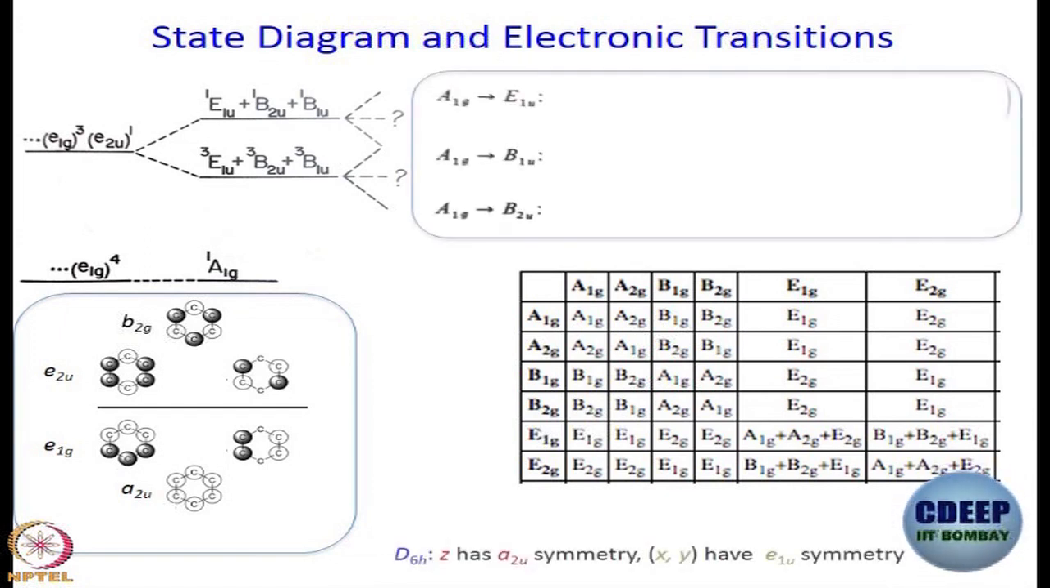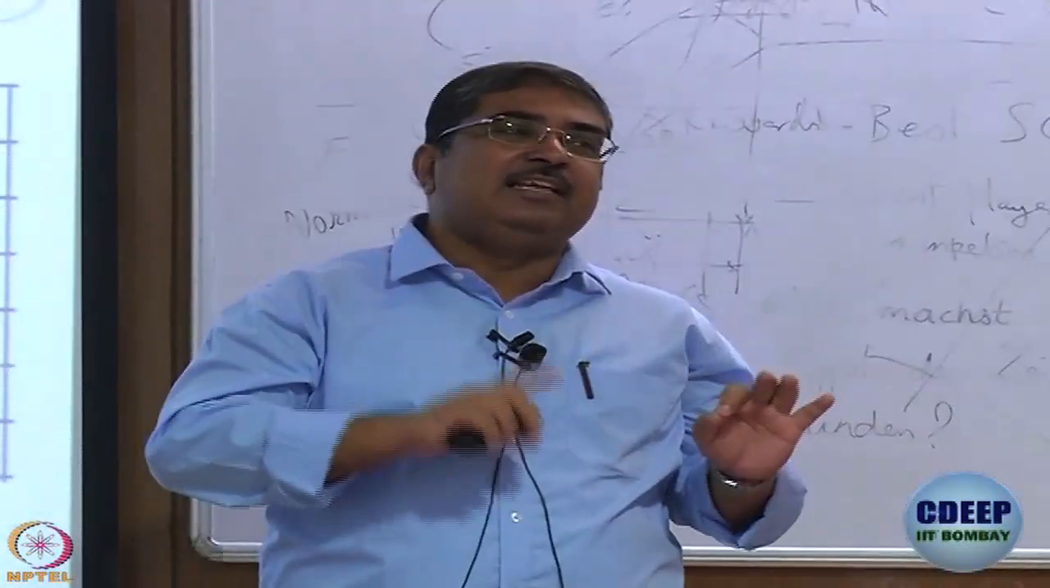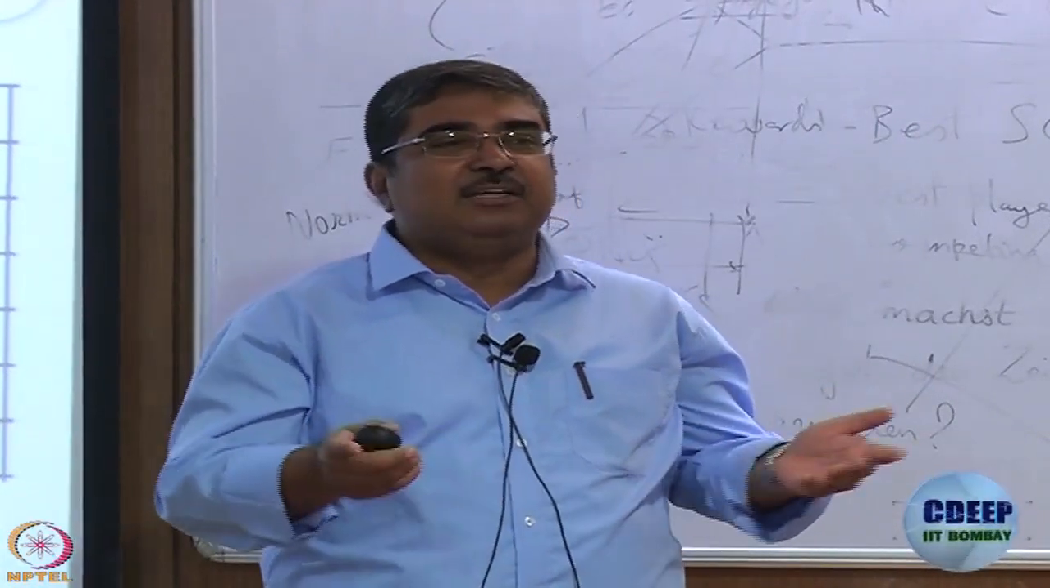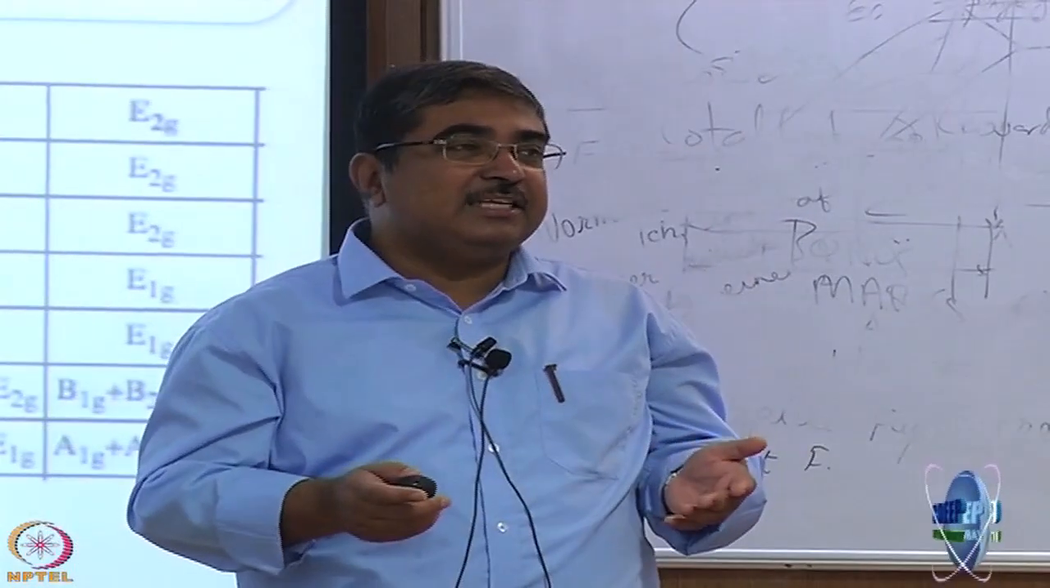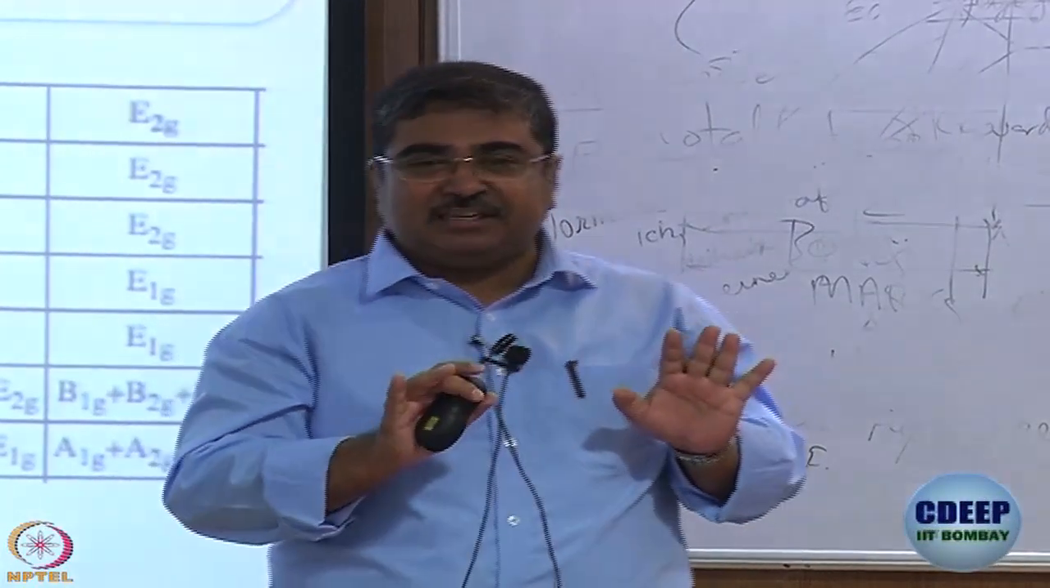Now the next question is which of these transitions are allowed. Your ground state is A1G, and the ground state is a singlet, so only singlet to singlet transitions will be spin allowed. We are only talking about orbital allowedness or forbiddenness at the moment, so the implicit assumption is singlet to singlet transitions, because the ground state is definitely not a triplet. Singlet to triplet transitions will only occur if there is strong spin orbit coupling. We are not talking about that at the moment.